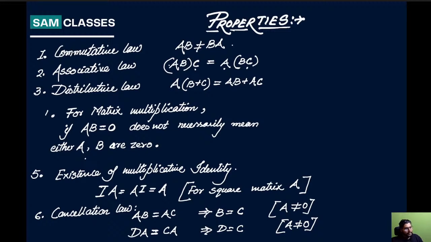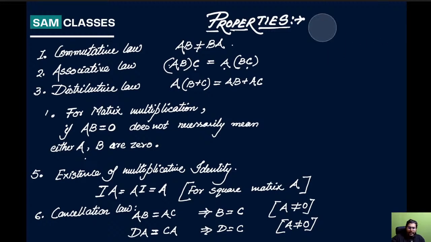Yes or no? Can we say if AB is multiplicable, then guaranteed BA is also multiplicable? No, we can't say that. If AB is multiplicable, can we say that BA is also multiplicable? No. We cannot say it with a guarantee. Okay? Clear?